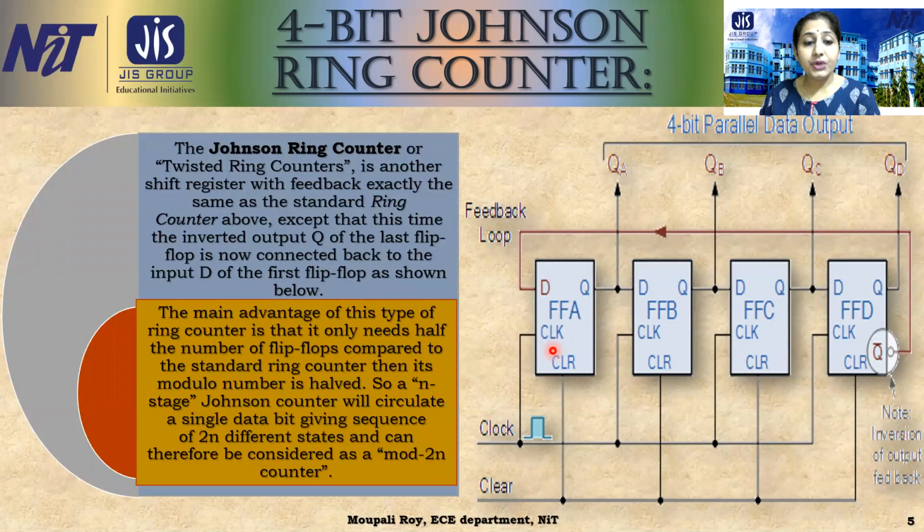Then its modulo number is also different. The n-stage Johnson counter will circulate a single data bit, giving a sequence of 2n different states, and can therefore be considered a mod 2n counter. That means whatever states we get in the circular way for the 4 outputs in the ring counter, if we give the same input here, we get 2n, that means 8 outputs from this one.